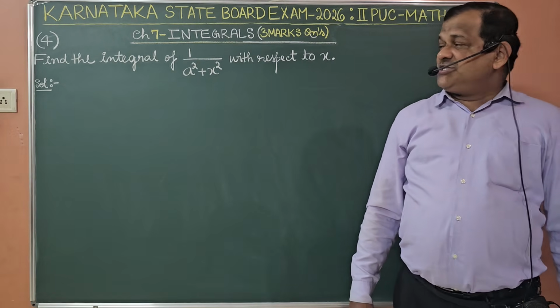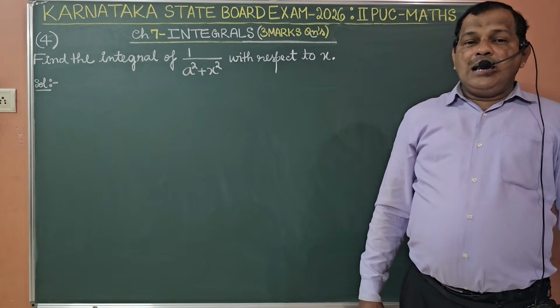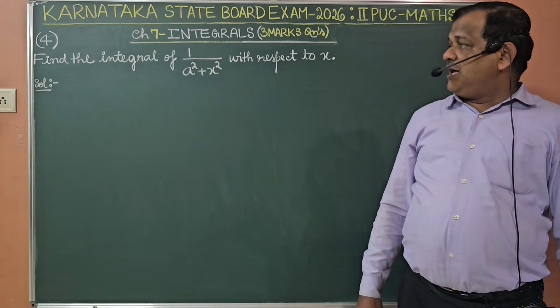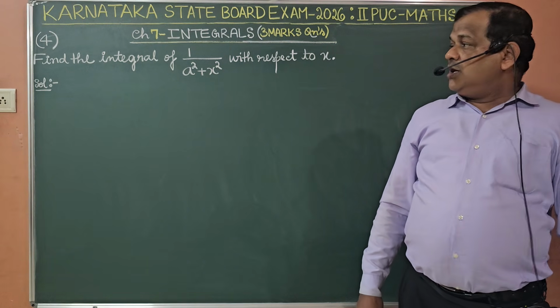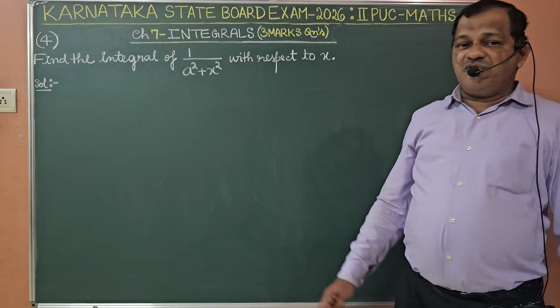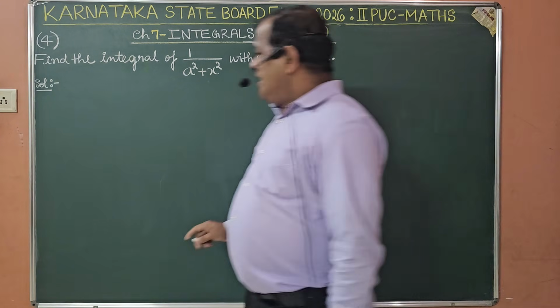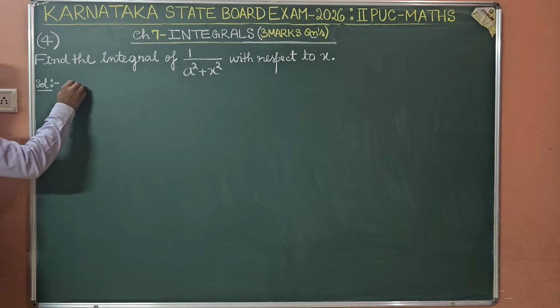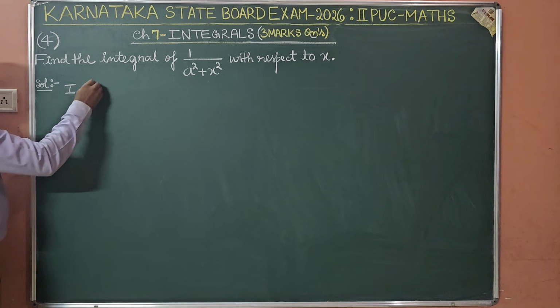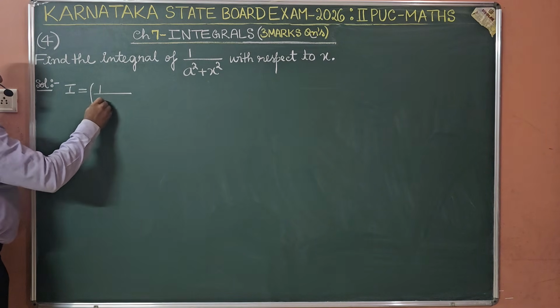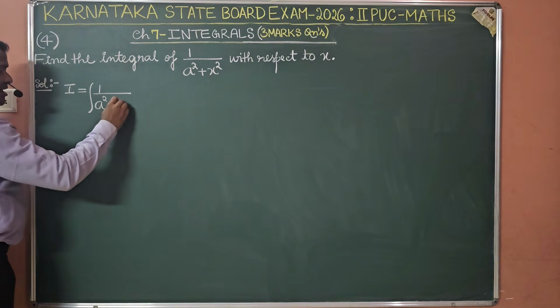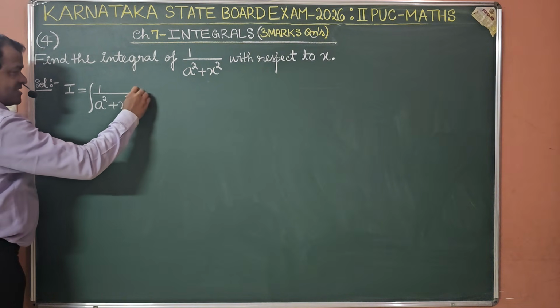Here is the fourth question. I have selected it from last year's model question paper, carrying 3 marks. Find the integral of 1 by a square plus x square with respect to x. I will start here. Given the integral of 1 by a square plus x square dx.